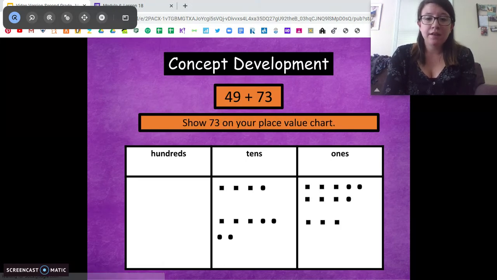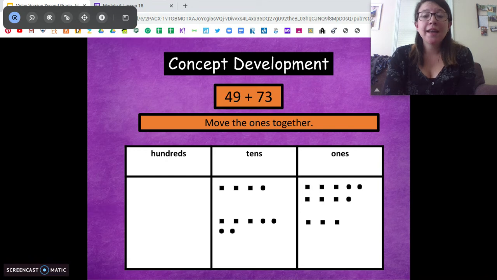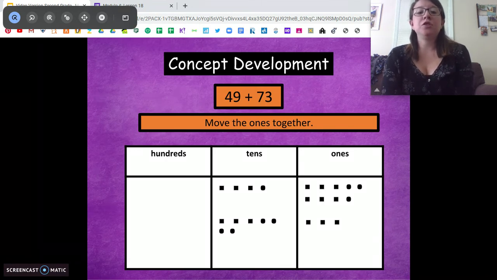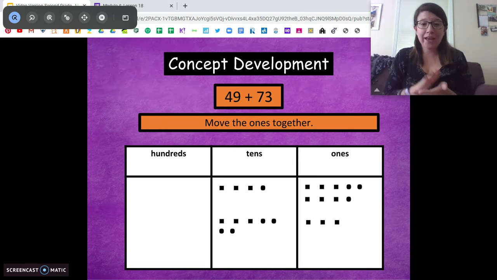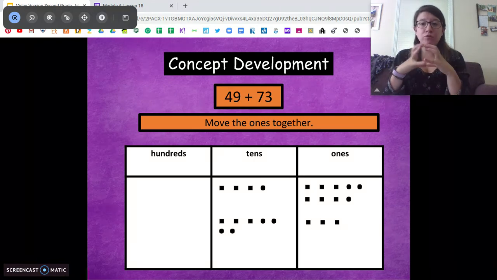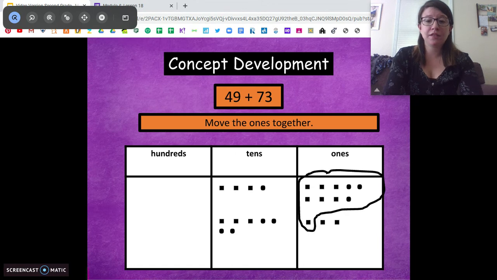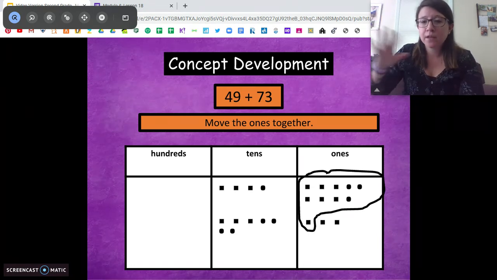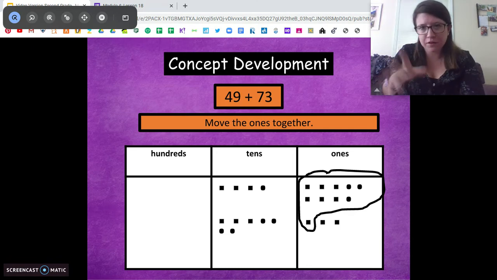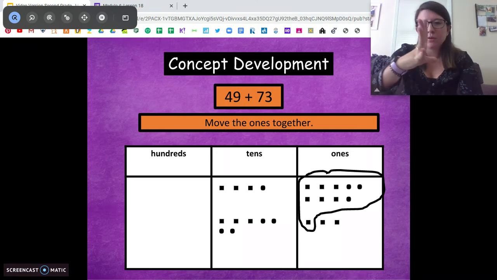Okay. Now, we have to start with our ones place. What do we need to do in our ones place? Yeah, we need to group and we need to move a 10 over, right? Because we have more than 10 ones there. So we need to group a group of 10 and move them over. So let's do that. I just circled them. You can take those 10 right off of your place value chart and just put a 10 in its place. You don't have to draw it out. Just move them so it's easier to see.